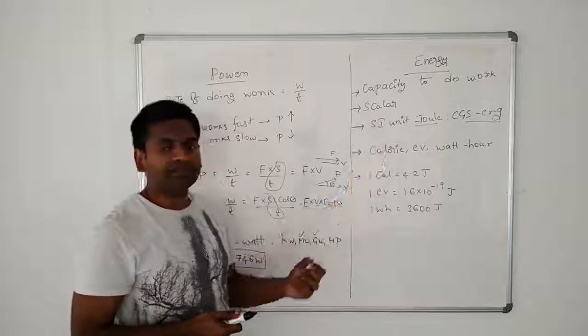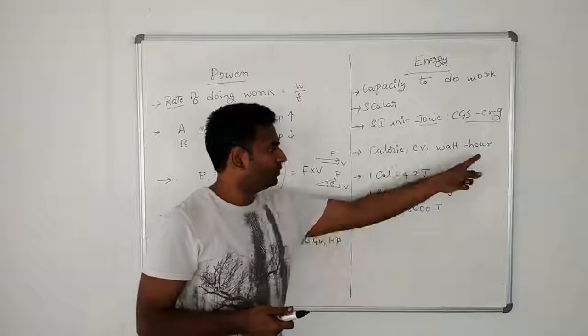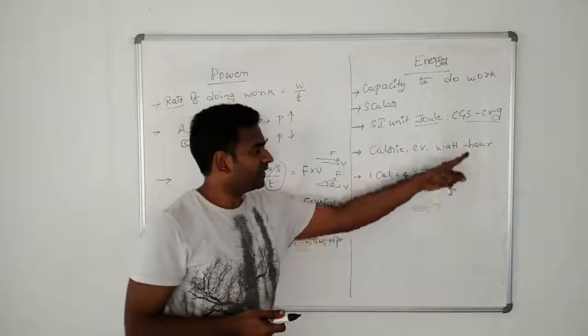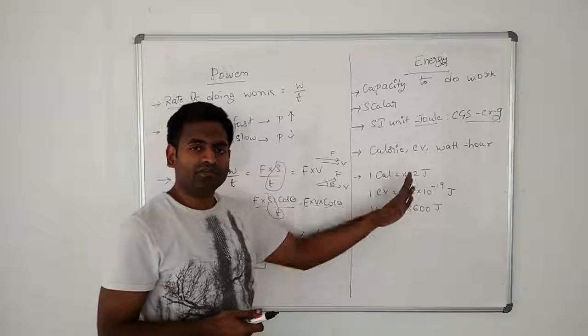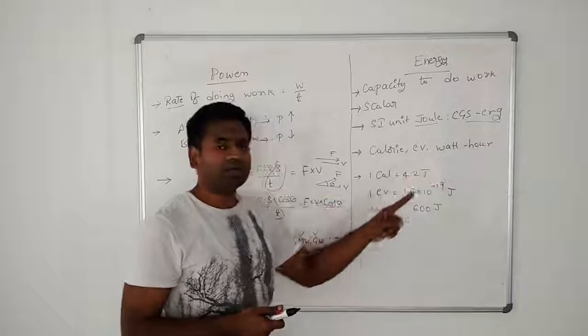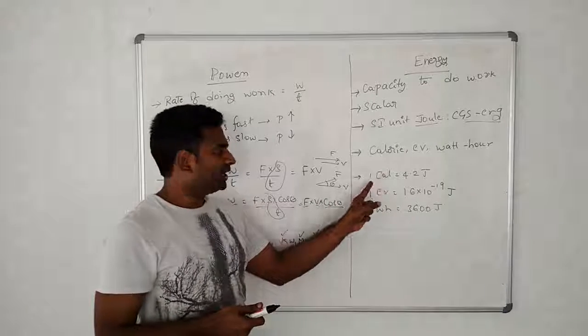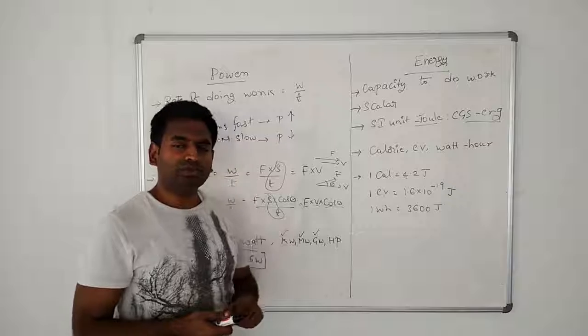What are the other units of energy? Calorie, eV, watt-hour. Very important to know, because these conversion factors are very important. You will definitely get 1 marker from here. So calorie, eV and watt-hour are the different units of work. What is calorie? 1 calorie is equal to 4.2 joules.